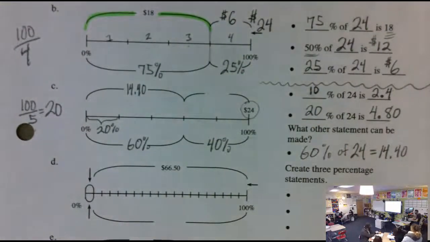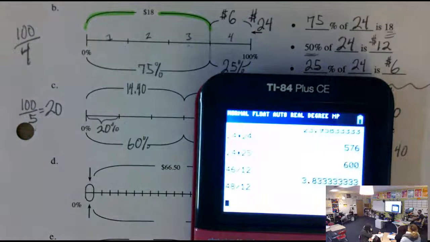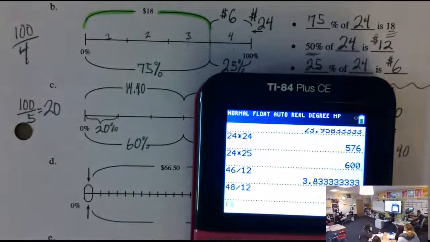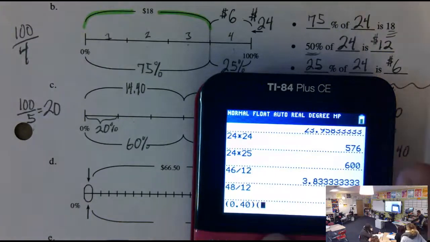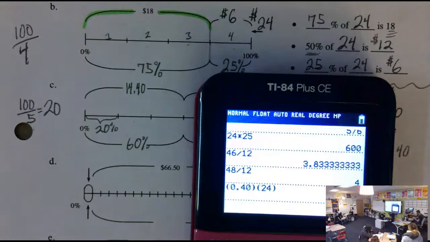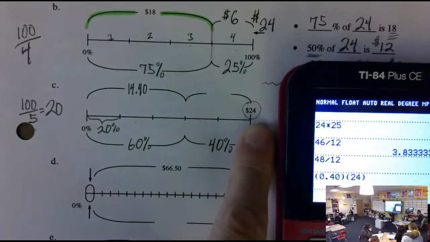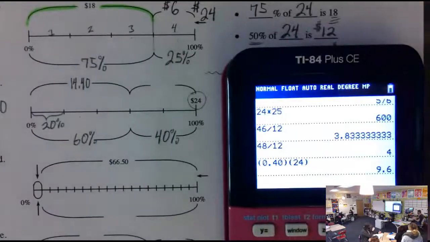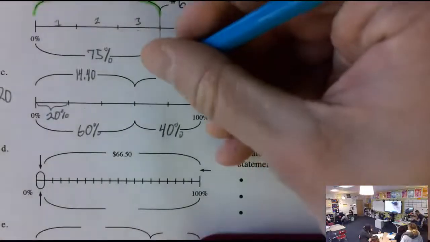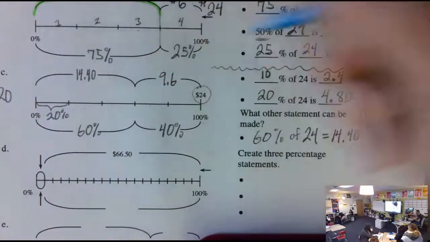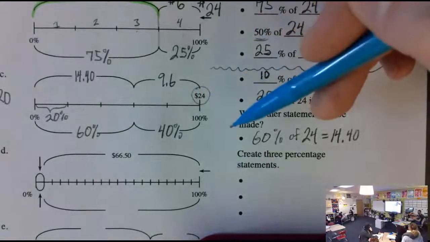Look up here again. What is always an option is grabbing your calculator and doing the math in the calculator. 40% of 24, for my last section right here. My calculator will tell me that's 9.6, and that is what it is. I can find this a few different ways. We can always go back and use our calculator.